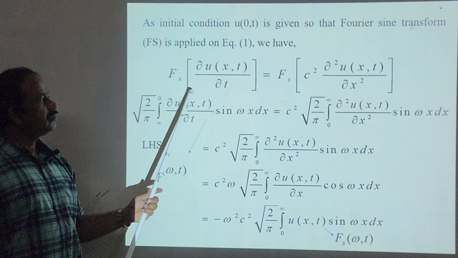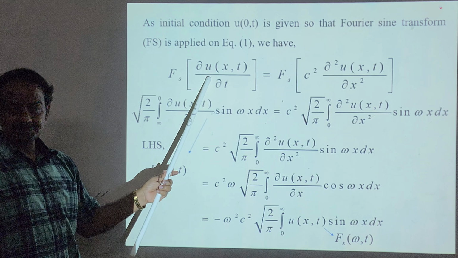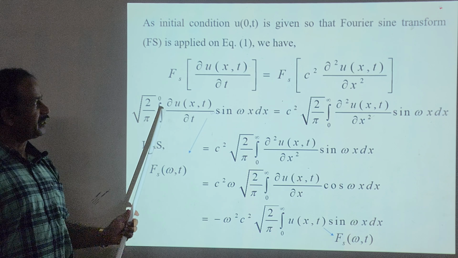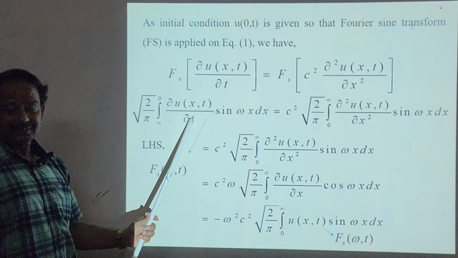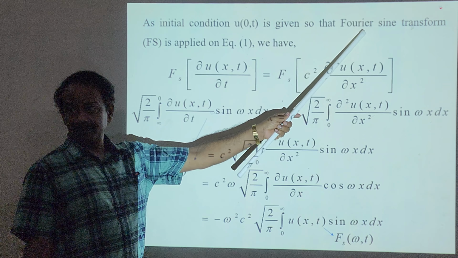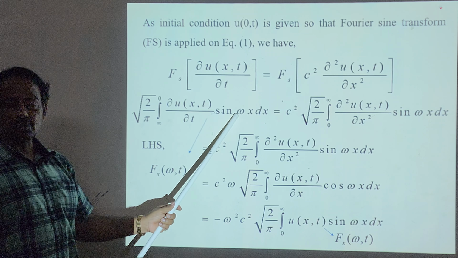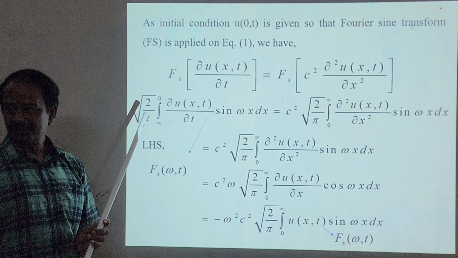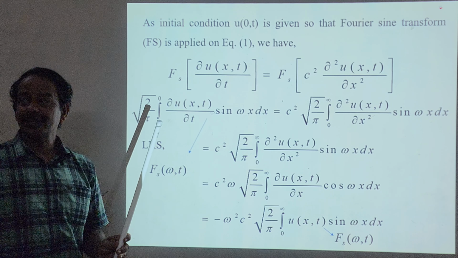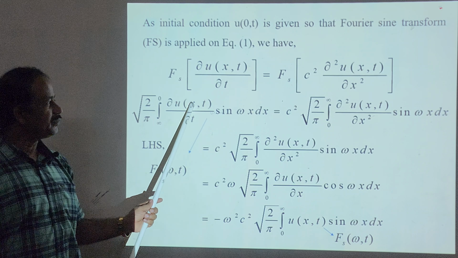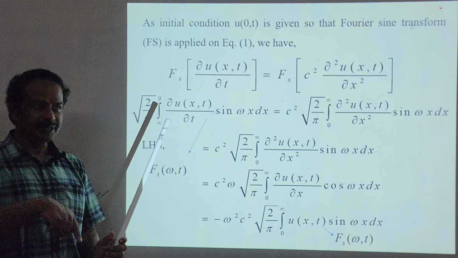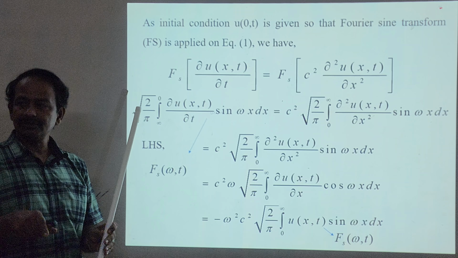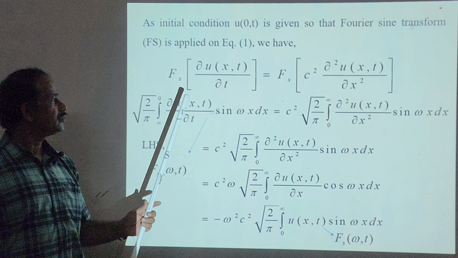What is this? In terms of Fourier transform, this can be written as root of 2 divided by pi, as it is. Here you have taken the Fourier sine transform, so this must be sine omega x dx. We now have x and omega. x is in one domain, omega is in another domain. We go from one domain to another domain. Fourier transform exists only between these two domains, Laplace also.